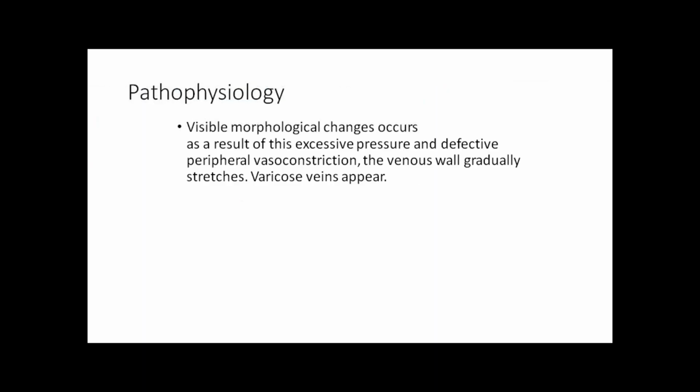Visible morphological changes occur as a result of this excessive pressure and defective peripheral vasoconstriction. The veins will gradually stretch and ultimately end up in the development of varicose veins.